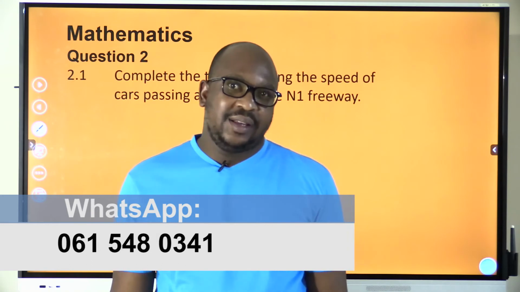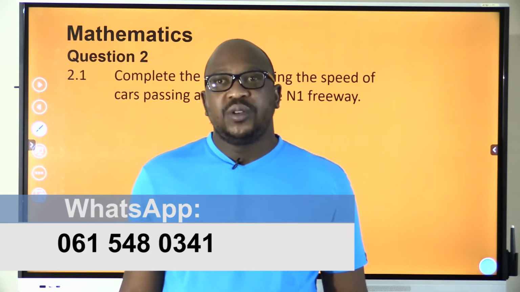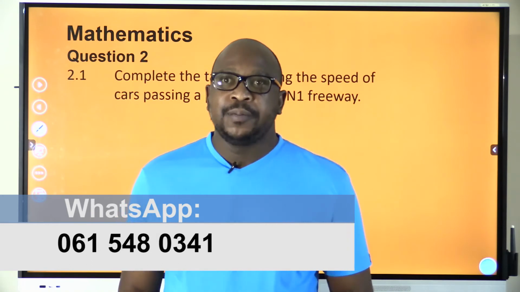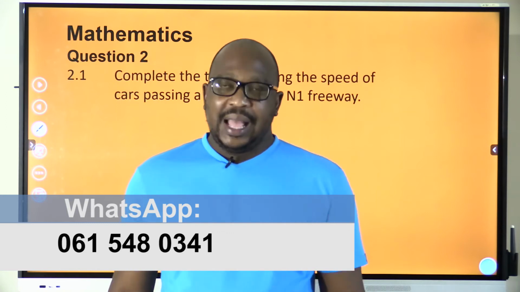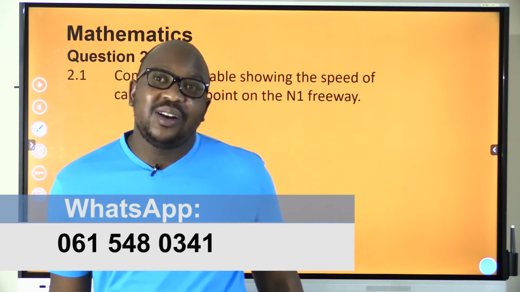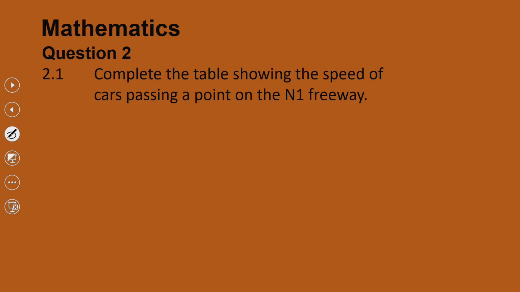Welcome back, everybody. We are now going to move into the next segment of our topic. This segment is related to a frequency polygon. Very interesting. Let's have a look at this. Now, question 2.1 says, complete the table showing the speed of cars passing a point on the N1 freeway.